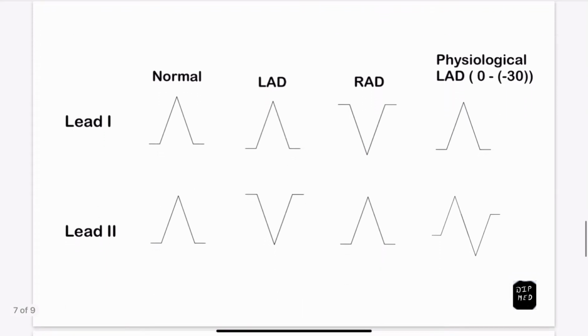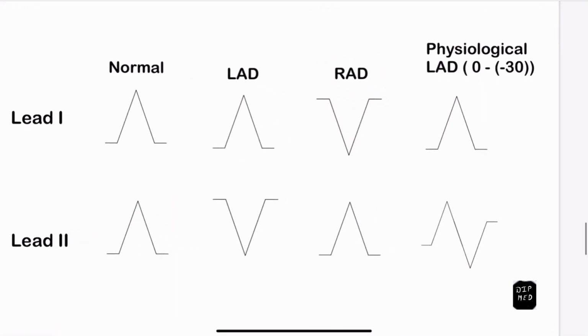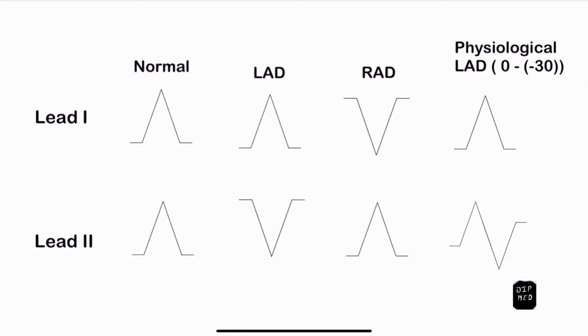This picture says everything. Both positive deflection, it's normal. Negative deflection in lead 2, left axis deviation. Negative deflection in lead 1, right axis deviation. Sometimes lead 2 might present as such, where it is partly upward and partly downward. This is called physiological left axis deviation, where the axis is between 0 to minus 30 degree. So it is within the normal limit but just slightly towards the left.